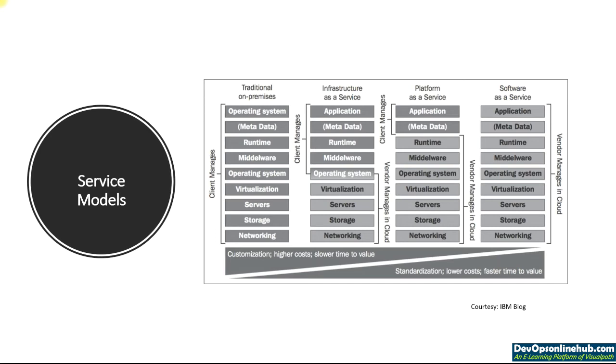So as we move along this stack, from the left, from the traditional on-premise to software as a service, we are basically doing customization. That means we are bringing more value addition to our IT infrastructure stack, and therefore the overall OPEX cost, operational expenditure, gets reduced, and we are able to manage our application more seamlessly.